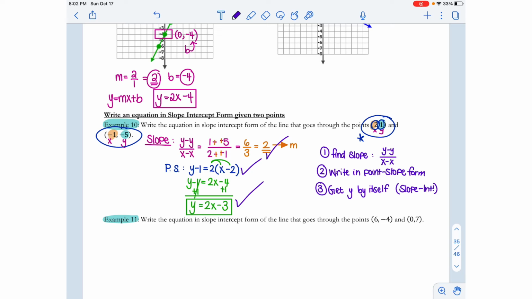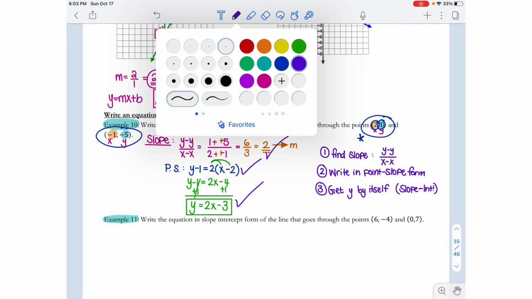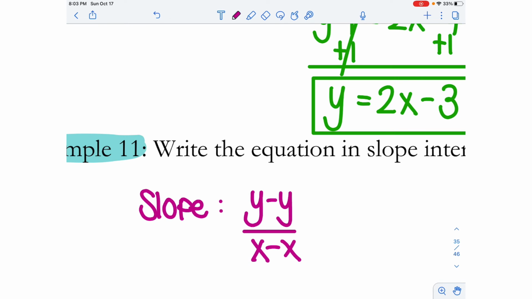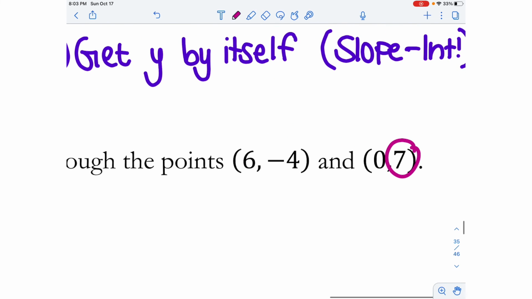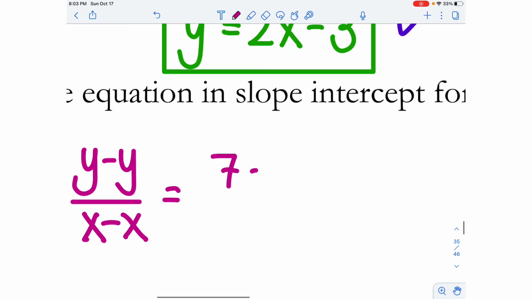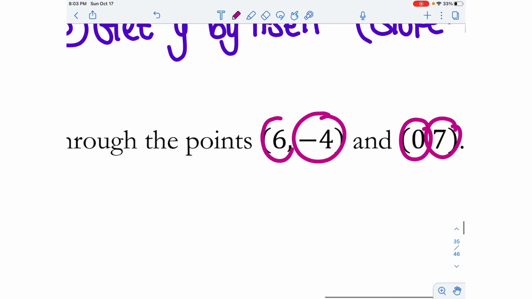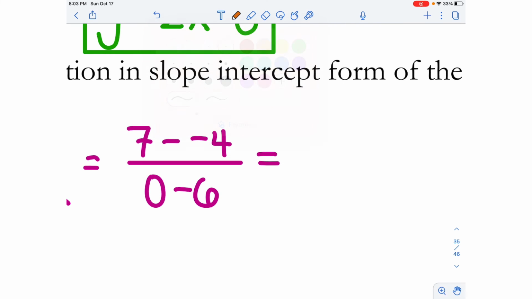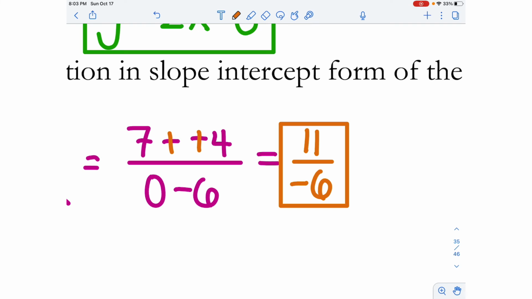Now, example 11 is a little bit different because we're going to get a weirder slope, but one of the points they gave us is special. So let's talk about this one. The slope for this line, y minus y divided by x minus x, is 7 minus -4. This is the slope formula, y minus y over x minus x, 0 minus 6. Okay, minus a negative turns to plus, so I get 11 over -6. So what I meant by this is a weirder slope, this doesn't reduce. So this is my slope.